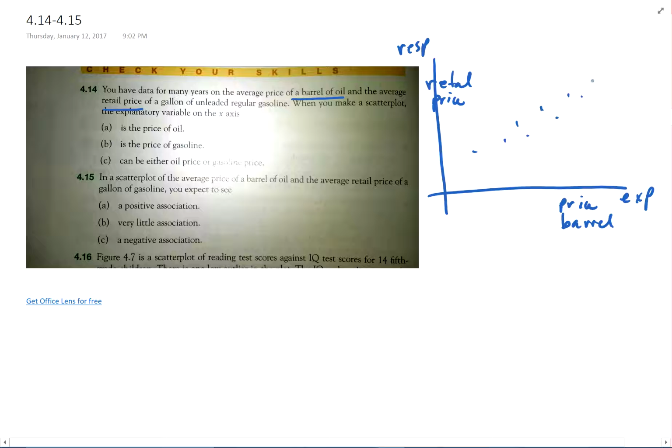So you would expect it to be a positive sort of association like that going in the upwards direction. If the price of a barrel goes down, then retail price goes down, which should cause it to fall this way. So we've got this positive association like that. So we've got positive association here, and explanatory variable is the price of oil, which is, I said price of oil, that's a barrel of oil. There we go. So we got two birds, one stone right there.